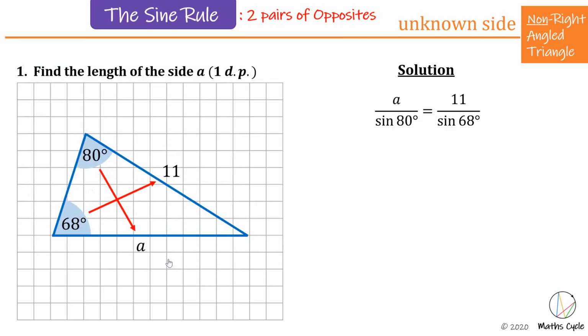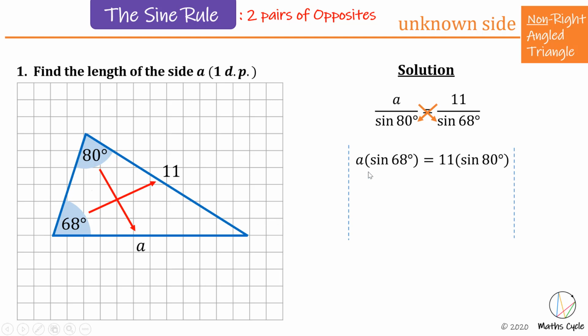So we have that the side A over the sine of 80 degrees equals the side 11 over the sine of 68 degrees. Now the easiest thing to do here when you have a ratio equal to a ratio is to cross multiply. So when we cross multiply, we have A multiplied by the sine of 68 degrees equals 11 multiplied by the sine of 80 degrees. And for your own convenience, try and leave the unknown on the left-hand side. Okay, then we're going to use the balancing method to finish off our solution.